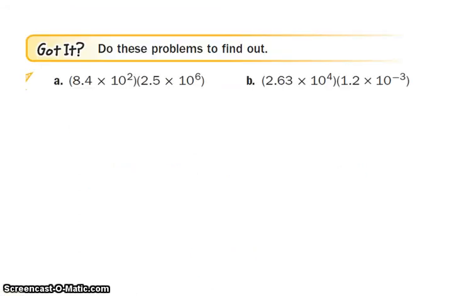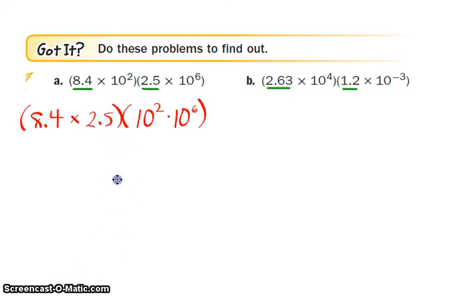Alright, what I want you to do, use that example, pause the video, and I want you to try these 2 problems right here. Okay? In A, you're going to group 8.4 and 2.5 together, and then do your exponents together. Then do 2.63 times 1.2, put them together. Alright, so pause the video and try those out. Okay, let's see how you did here.